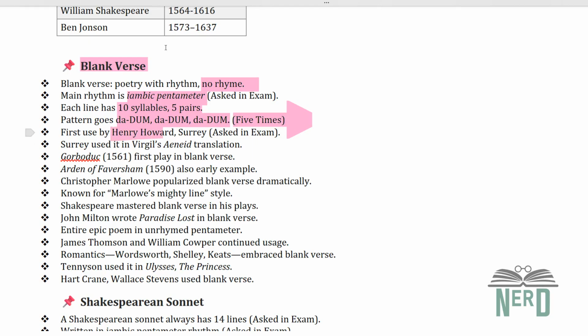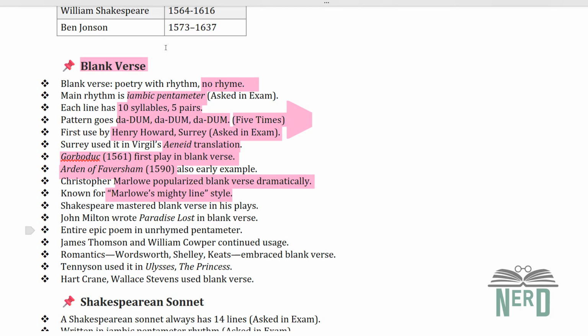Pause here and notice the first time blank verse appeared in English was with Henry Howard, Earl of Surrey. Again asked in exam, around 1540 he used it while translating Virgil's Aeneid. That's the starting point. From there, it quickly moved on to the stage. Gorboduc in 1561 was the very first English play written in blank verse, and later Arden of Faversham around 1590 showed how neat and clear this style could be. But here's the golden moment: Christopher Marlowe. His plays gave blank verse power, energy, and dramatic brilliance, earning it the nickname Marlowe's Mighty Line.